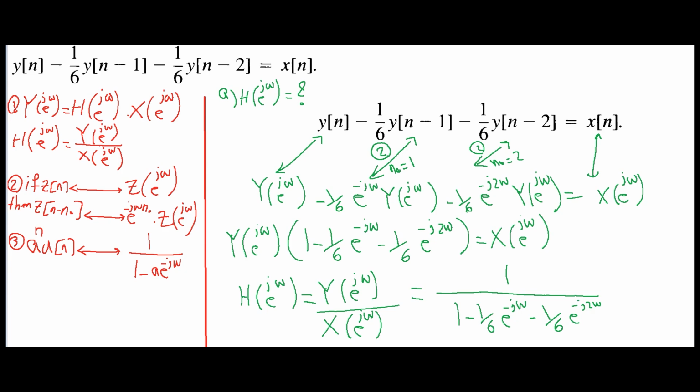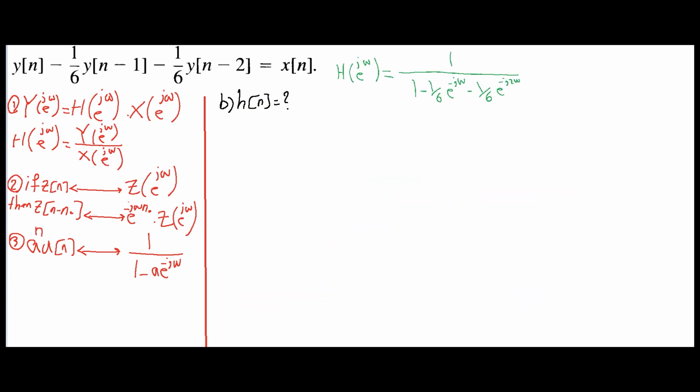In the next part, we are asked to find h[n], which is the impulse response of the system. Since we already know the frequency response from the previous part, we can find h[n] by taking the inverse Fourier transform of H(e^{jω}). To do this, we first decompose the frequency response into simpler fractions.